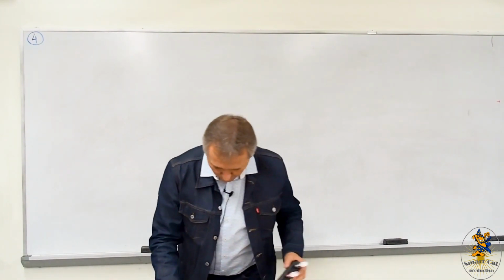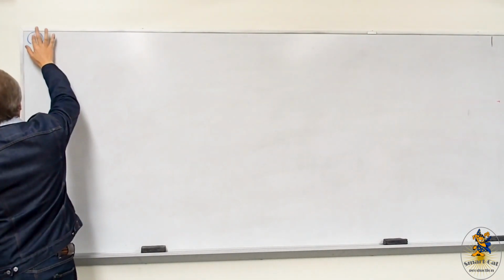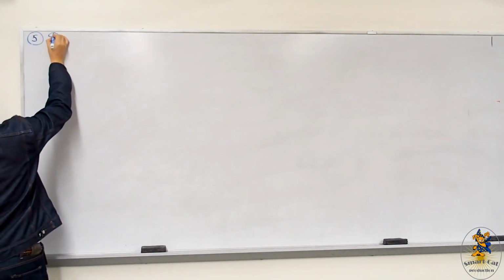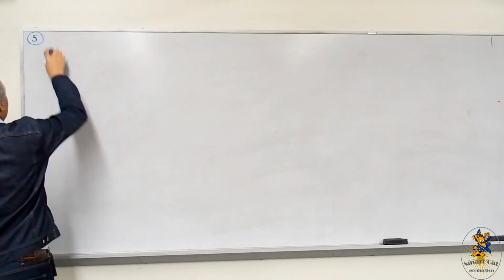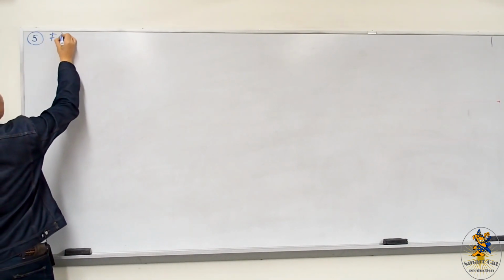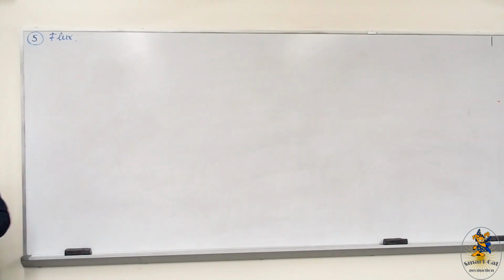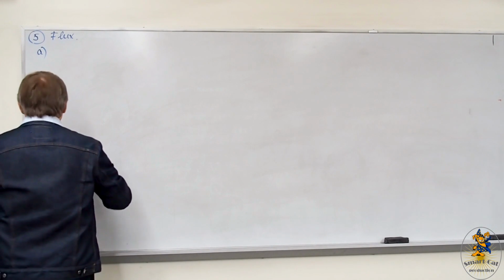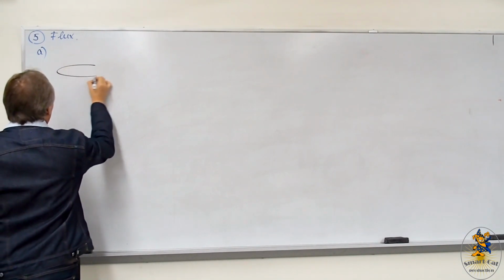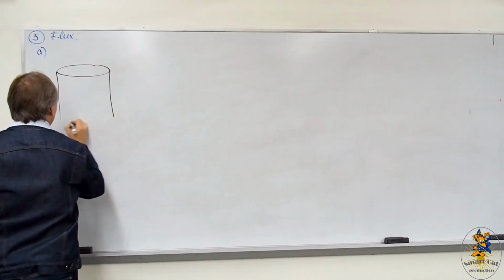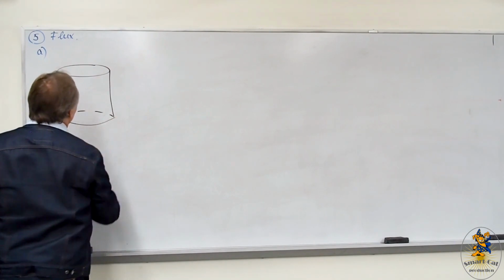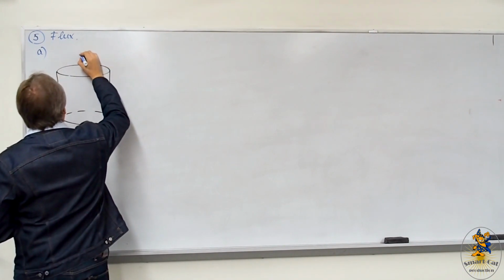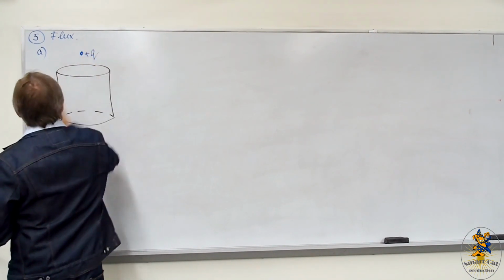So it will be conceptual questions, number 5. Flux with English L. So let's say part A. What if we have this situation? We have some closed surface, say this cylinder. And let's say there is a charge over here, plus Q.